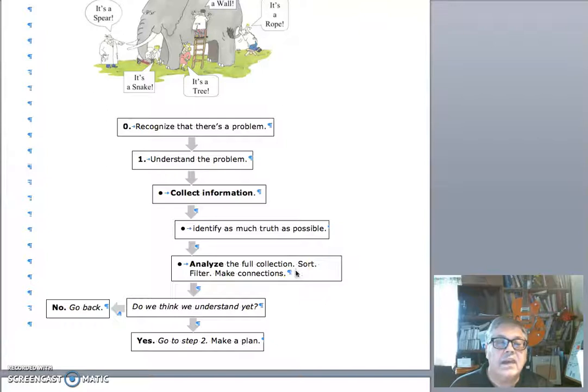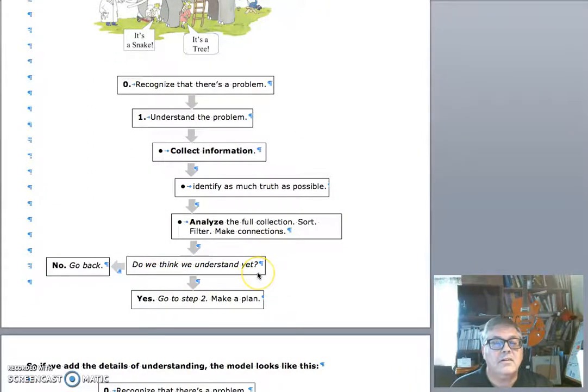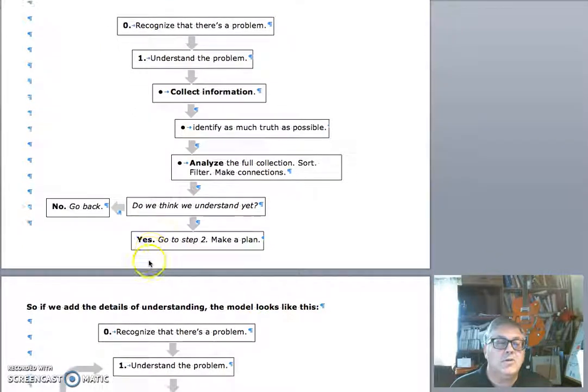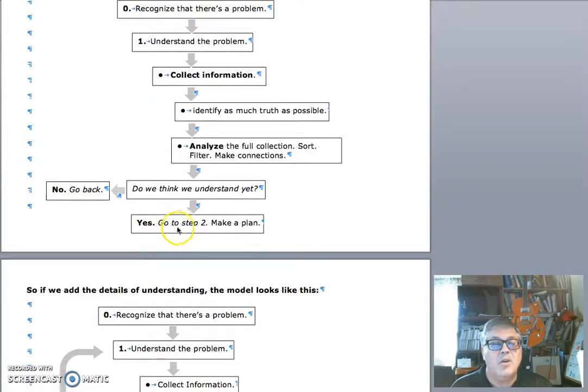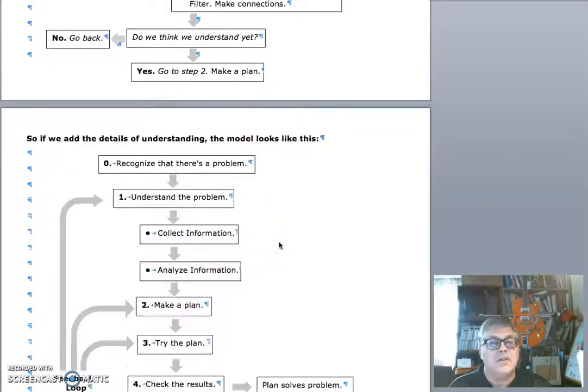We behave like an active editor. We sort, we filter, we make connections. So maybe we understand the problem. Do we think we understand it yet? If we don't, then we've got to go back and collect more information and make some more connections until we think we understand it. But once we think the answer is yes, we can go to step 2 and we can make a plan.